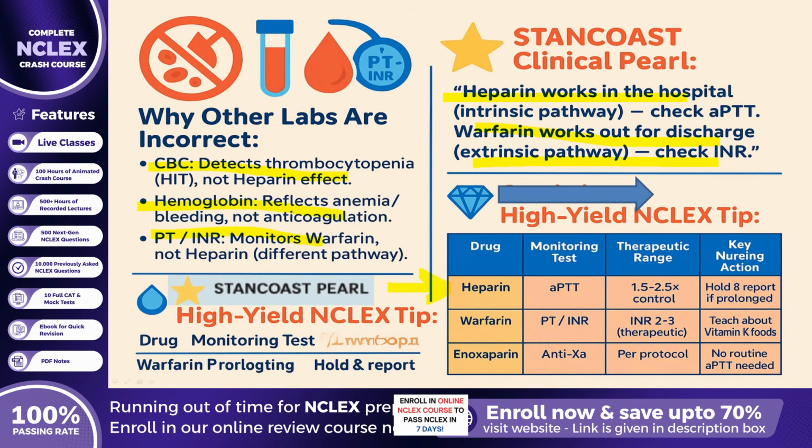And finally, enoxaparin, also known as low molecular weight heparin. For this, we check the anti-Xa level, but only as per protocol. Usually there's no need for routine APTT monitoring with this drug. So keep this short list in your head: heparin, warfarin, and enoxaparin. And remember what to monitor for each. It's one of those quick NCLEX points that can easily show up on your test.